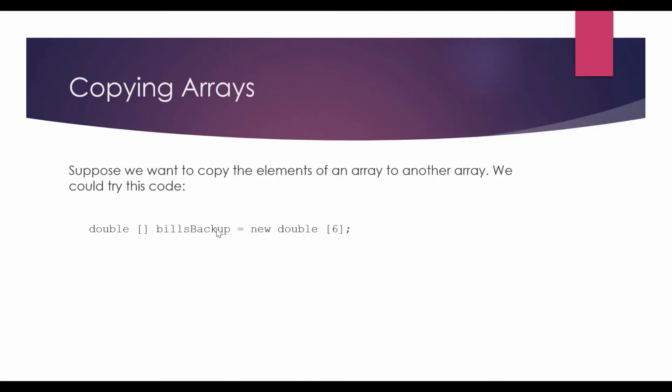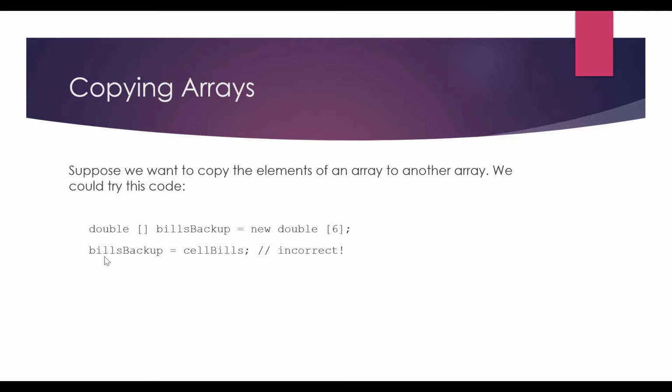Let's call it Bill's backup. Let's assume we have an array called Bills, and we want to create a Bills backup array. This array will have the same size. If we had 6 elements, this new array will have 6 elements. So we are creating a new double array with 6 elements.